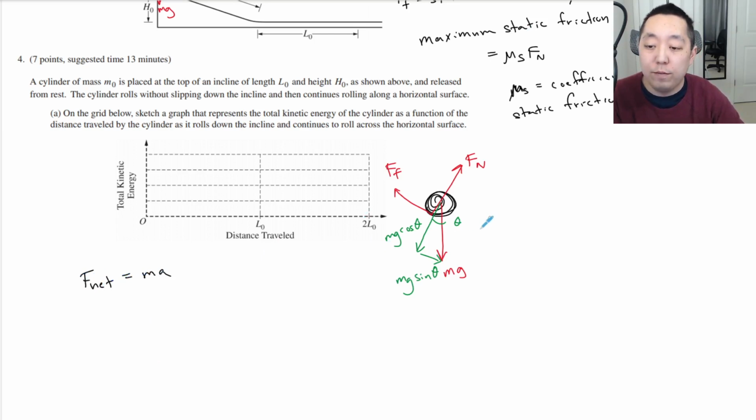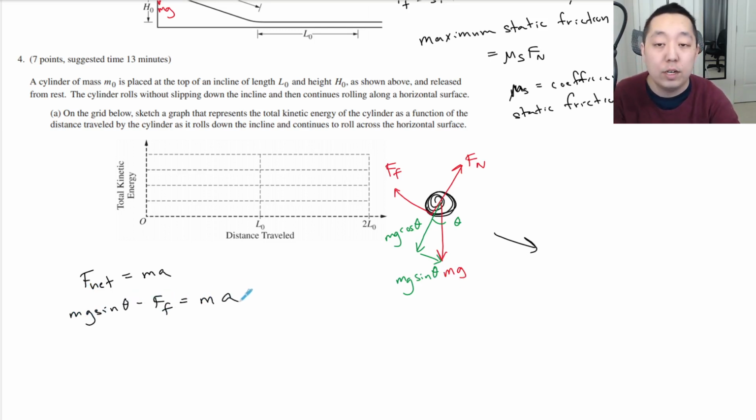So the net force down the ramp is going to be mg sine theta minus the force of friction, is equal to the mass of the block times its acceleration. Okay, so that's one equation. So how do I figure out the acceleration? At this point, I pretend I know what m and theta are. I don't know friction. I don't know a.